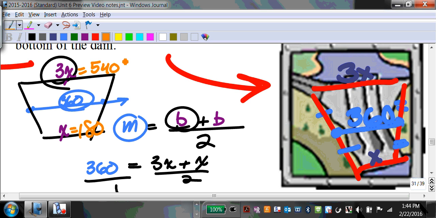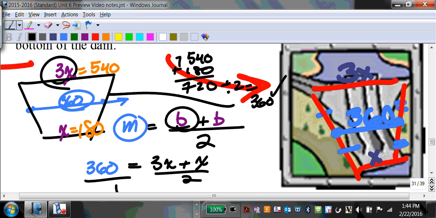And then here's your check. You do 540 plus 180. And that's going to be 720 divided by 2, 360, check, and then over. So that's from the last class.